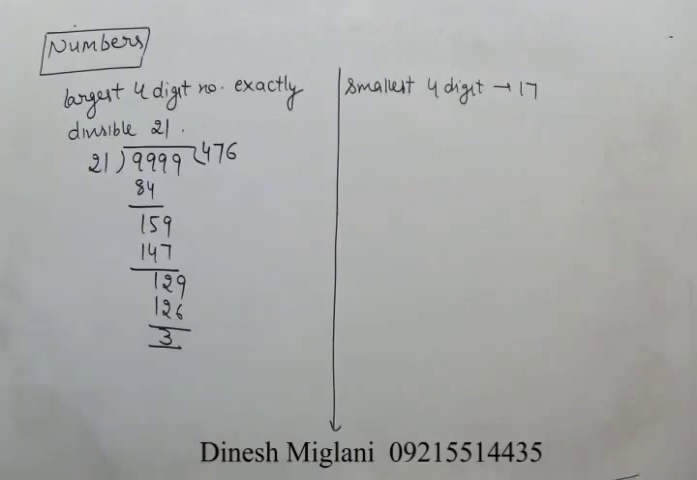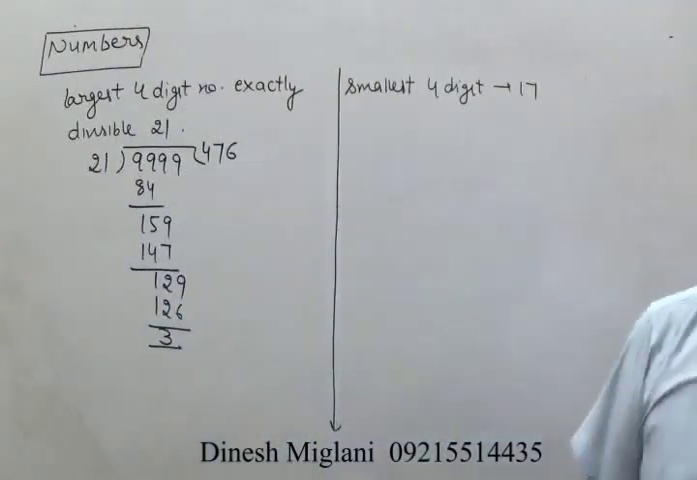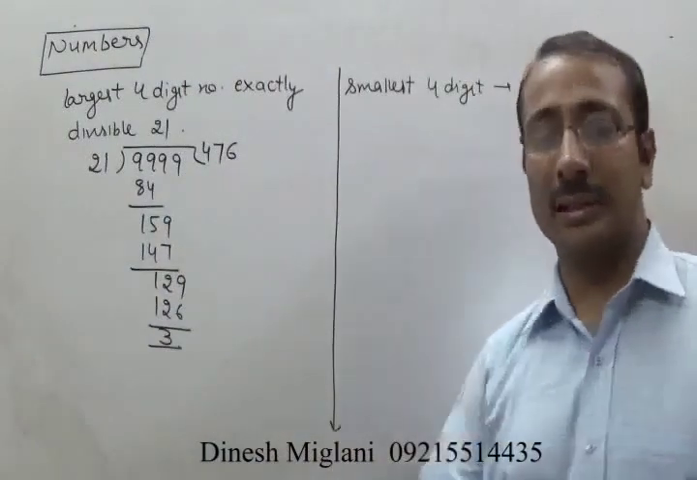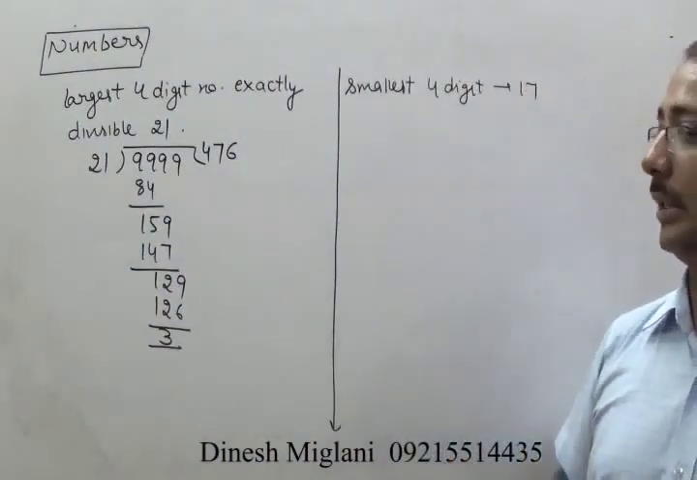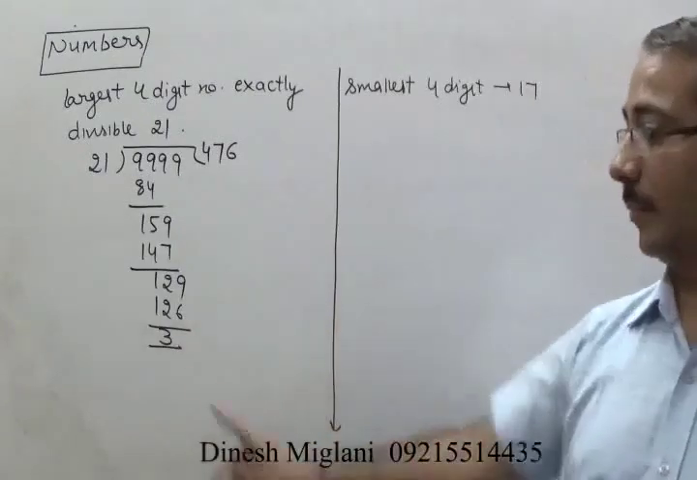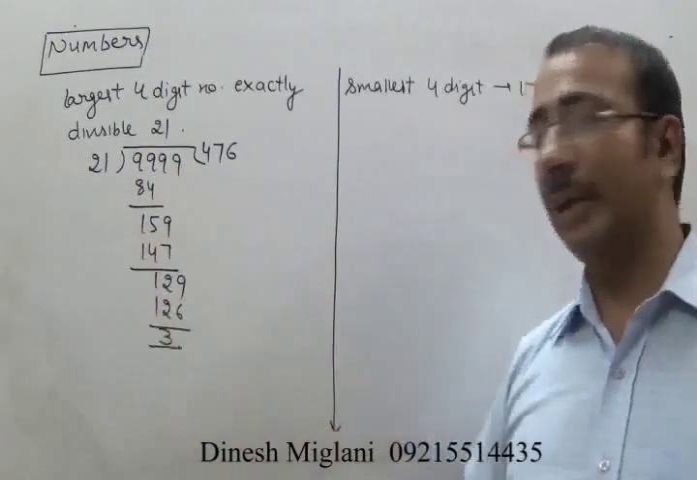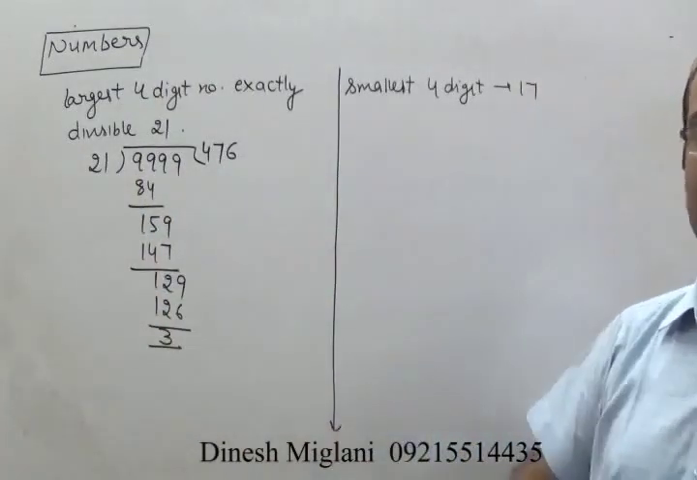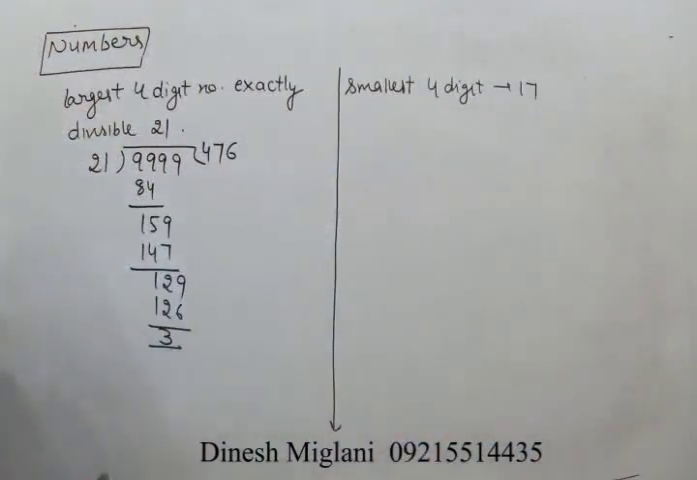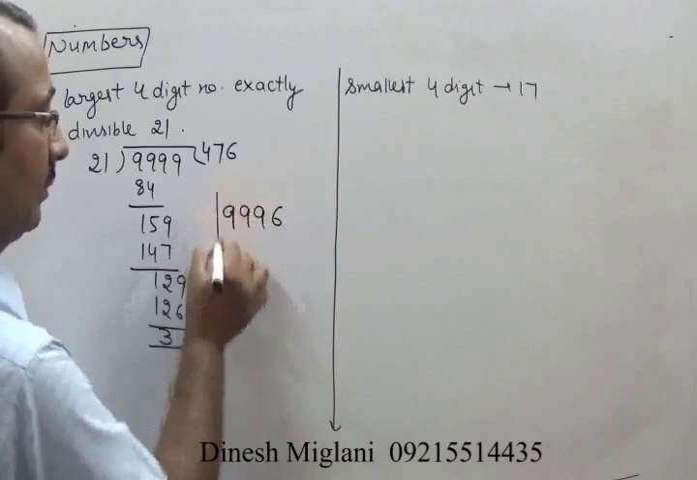It means the largest number I have to find is either 9,999 or some number smaller than 9,999. Here my remainder is 3. If I subtract this 3 from the number, then when I divide my number by 21, the remainder is 0. It is exactly divisible. So if I have to find the largest such number, my answer is 9996. That's my answer.